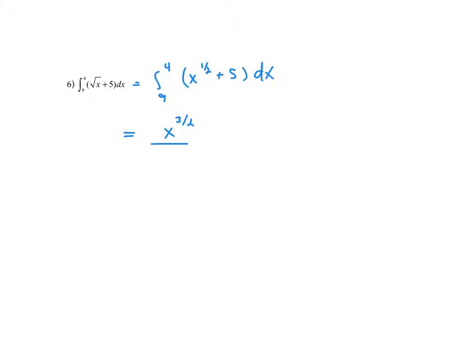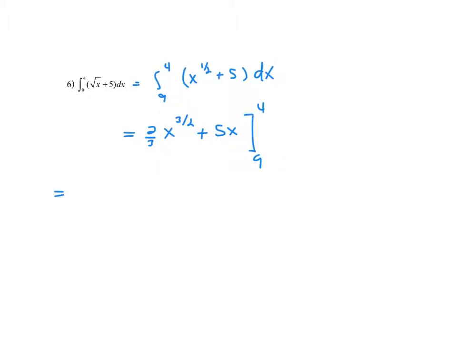We would divide it by 3/2, but I'm going to go ahead and just change it. So instead of dividing by 3/2, we're going to turn that into multiplication by multiplying by 2/3, plus the 5x, and we're going to take a look at this again from 9 to 4.